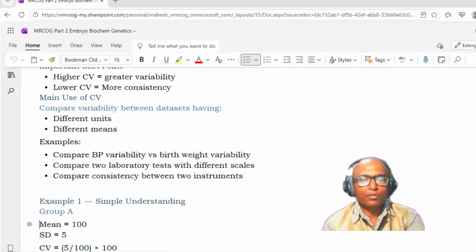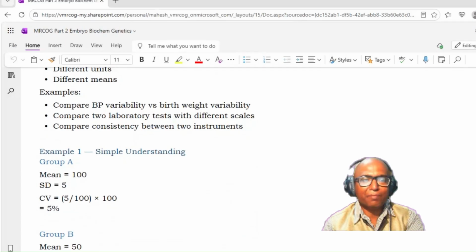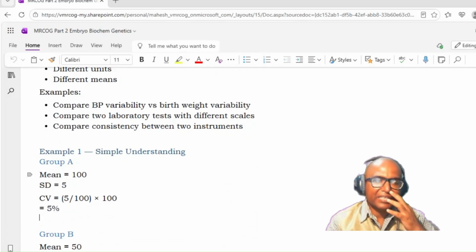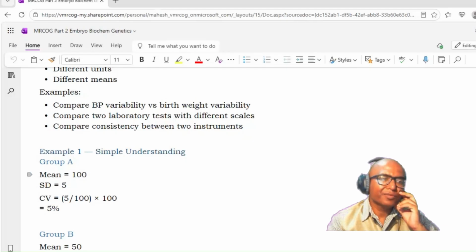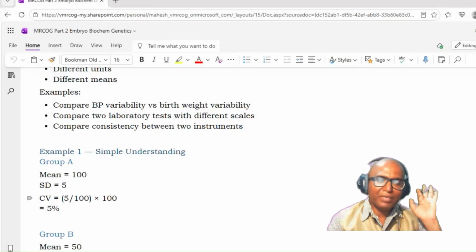Just for understanding, take this particular example. Suppose you have one data set where the mean is 100 and the standard deviation is 5. Then how will you calculate the coefficient of variation? It is the standard deviation divided by mean multiplied by 100. So the mean is 100, the standard deviation is 5. Standard deviation 5 divided by 100 multiplied by 100, so it becomes 5%. Here the coefficient of variation has come to 5%.